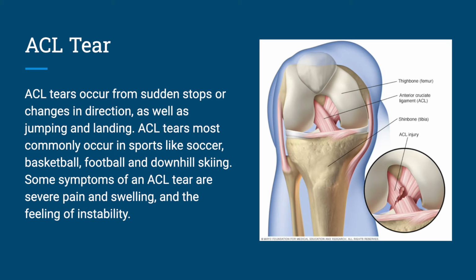Ligament tears are the most common injury of the knee. Anterior cruciate ligament tears occur when sudden stops or changes in direction happen, as well as jumping and landing. ACL tears most commonly occur in sports like soccer, basketball, football, and downhill skiing. Some symptoms of ACL tears are severe pain and swelling and the feeling of instability.